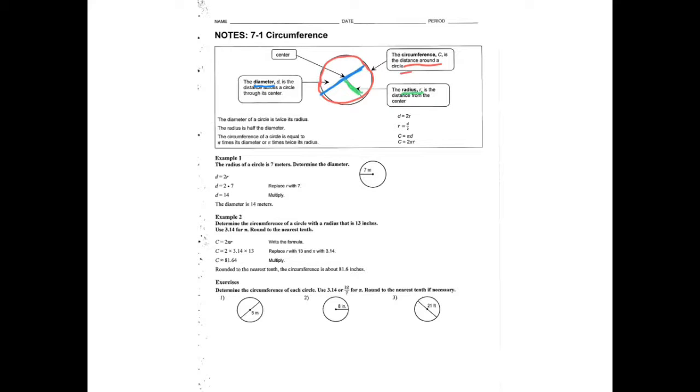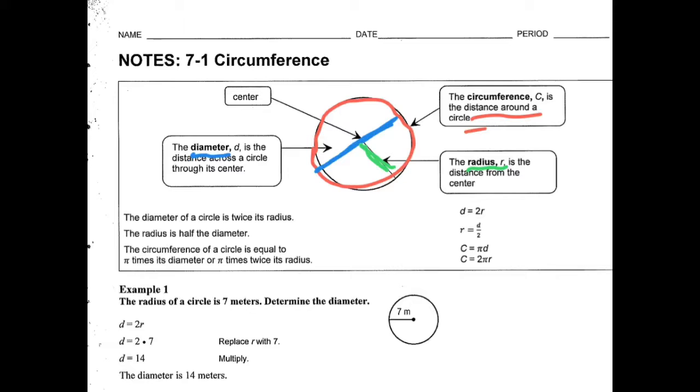So if you take your radius and you multiply it times 2, you get the diameter. So radius is half of the diameter, or you could say that half of a diameter is a radius. But we need to know our diameter, and we need to know how to find circumference today.